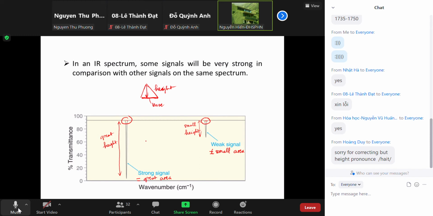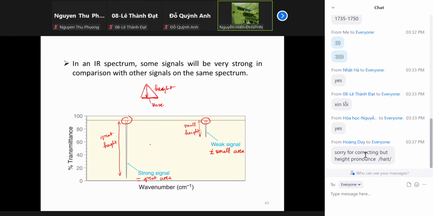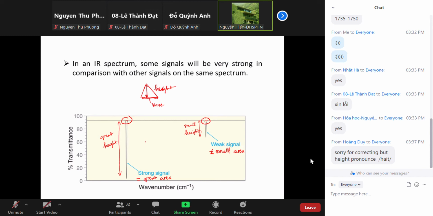Height, oh, sorry, height. So you don't understand what I pronounce. Okay, I always pronounced this as head from 5 years old till now. So I will have to correct it as height.